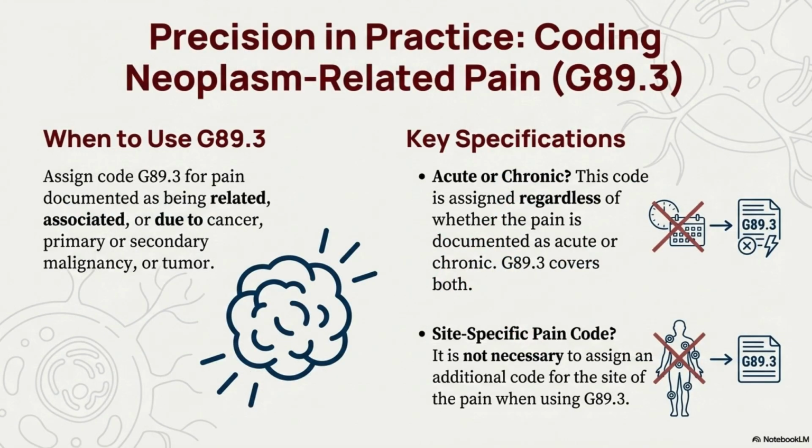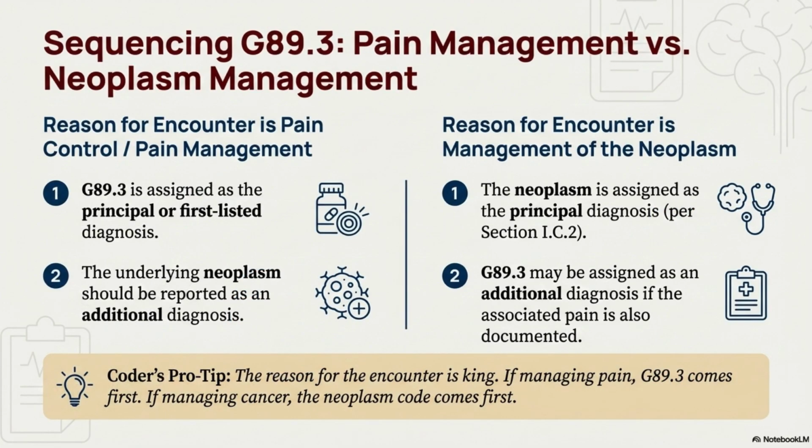G89.3 is used when pain is documented as related to cancer, a malignancy, or a tumor. This code is assigned regardless of whether the pain is acute or chronic. And you do not need to assign a site-specific pain code with G89.3, the code already captures the concept of neoplasm-related pain. Sequencing for neoplasm-related pain depends on the reason for the encounter.